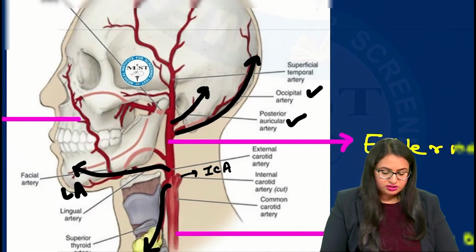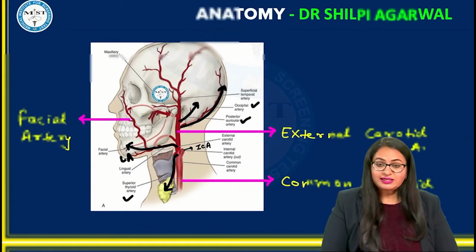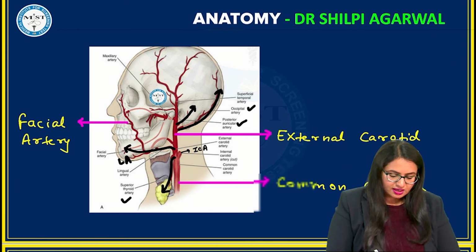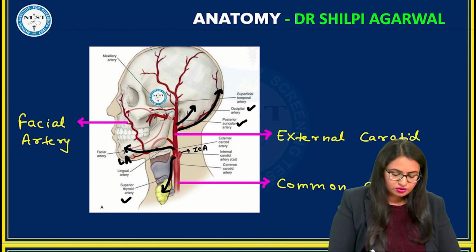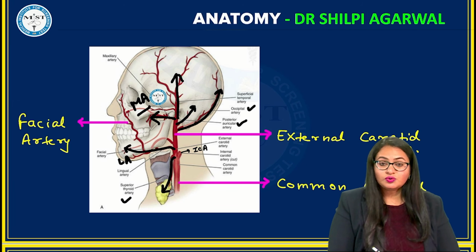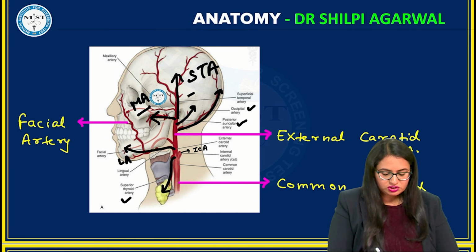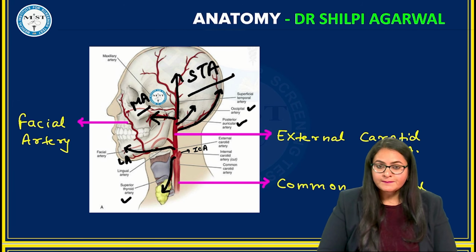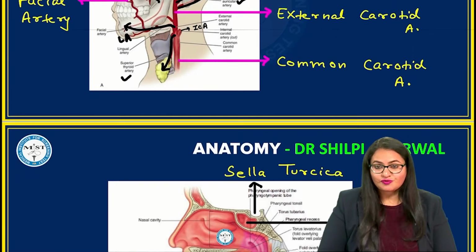And when you talk about the terminal branches of external carotid, the artery which goes horizontally forwards over here is maxillary artery, and the one which goes in the temporal region is superficial temporal artery. These are the other branches over here.